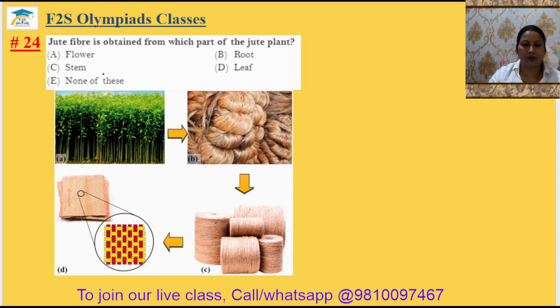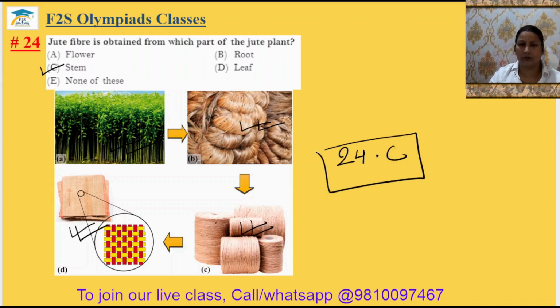Question number 24. Jute fiber is obtained from which part of the jute plant? So you can see this is the jute plant, this is the jute fiber, this is jute yarn, and this is the jute fabric. We can see the jute fiber is obtained from the stem of the plant. The 24th answer will be option C.